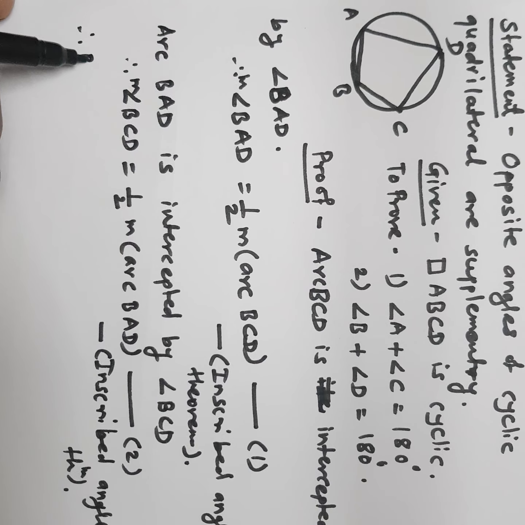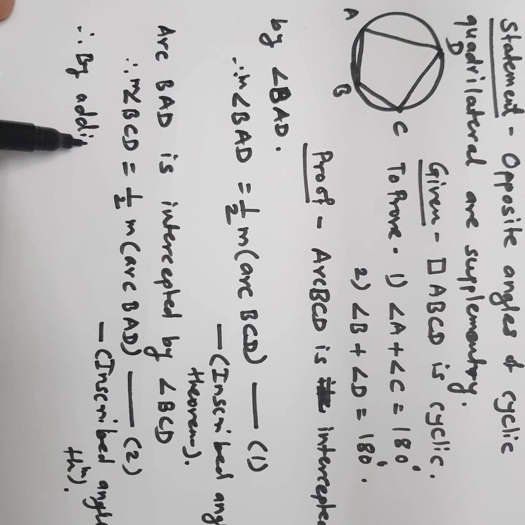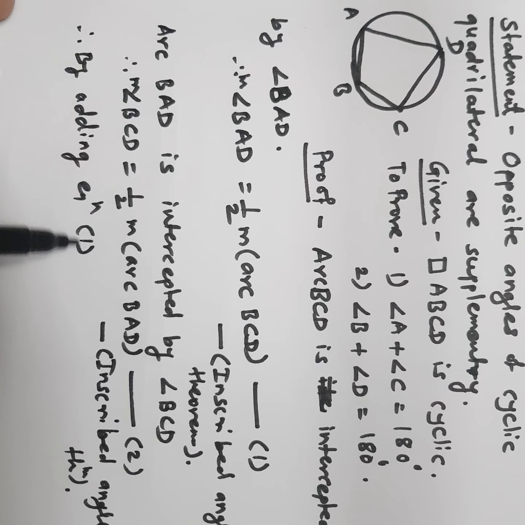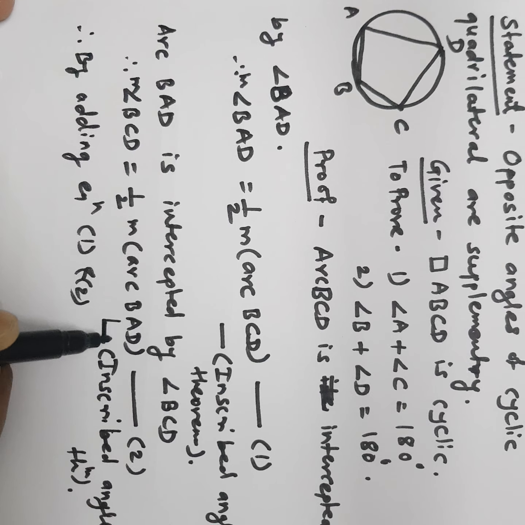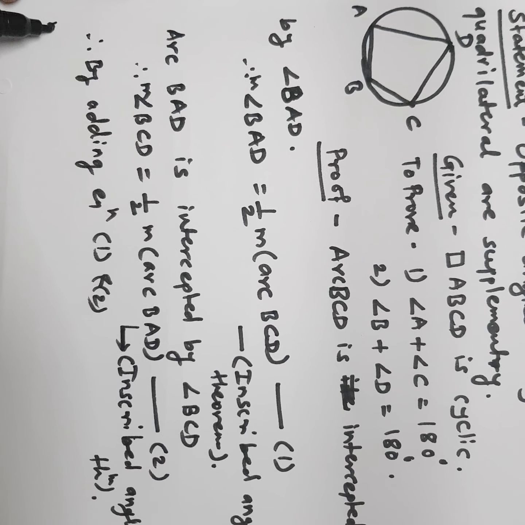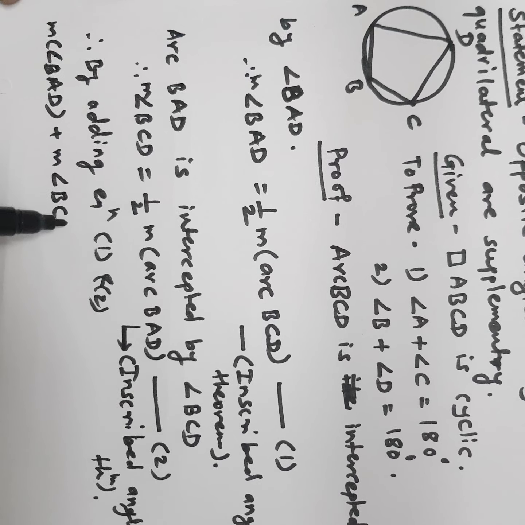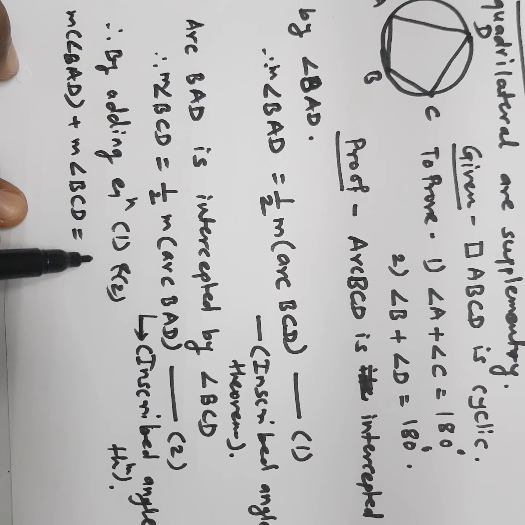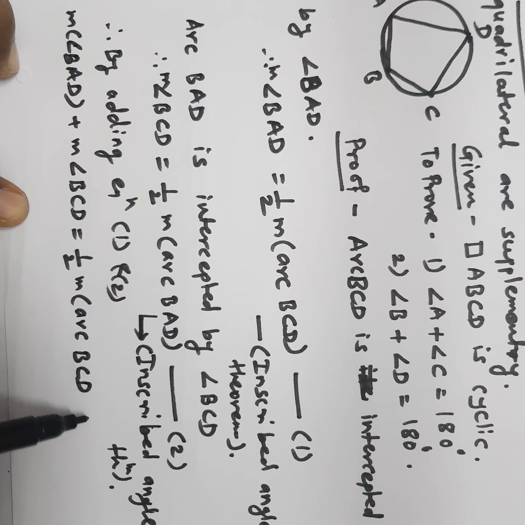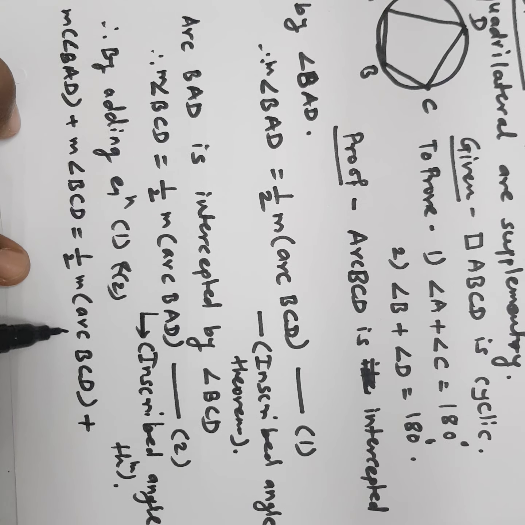Therefore, by adding equations 1 and 2, the measure of angle BAD plus the measure of angle BCD is equal to 1/2 the measure of arc BCD plus 1/2 the measure of arc BAD.